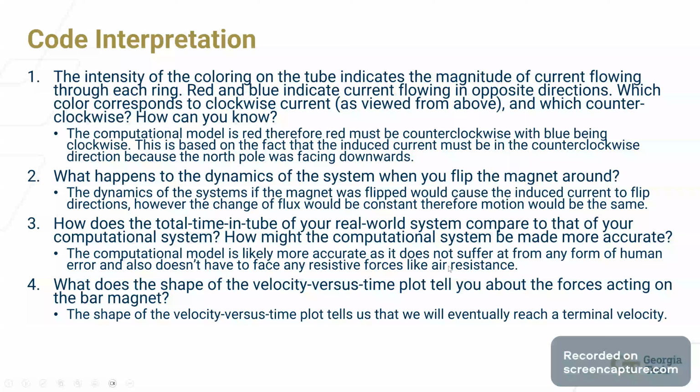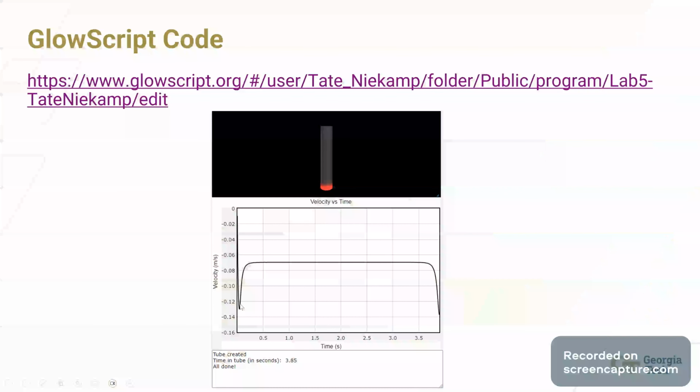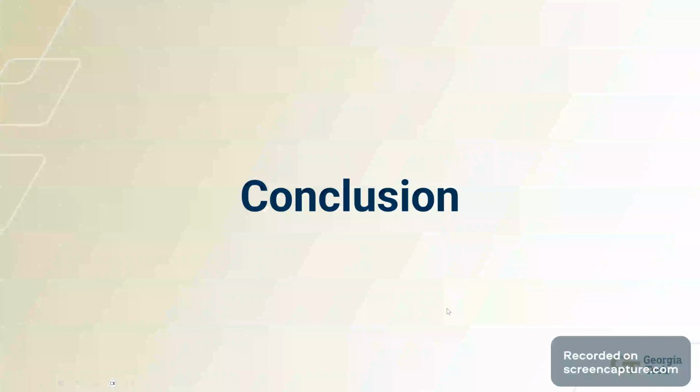What does the shape of the velocity versus time plot tell you about the forces? Basically, it reaches terminal velocity. In the beginning, the velocity is slowing as it enters the tube. Then it is constant, where the net force is 0, no acceleration. Then as the bar magnet exits the tube, it increases velocity again.